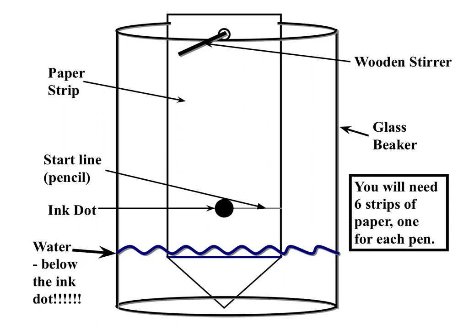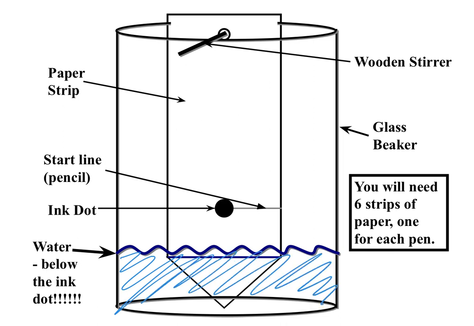So for paper chromatography, you have your paper strip, and you'll notice down here at the bottom, this is all water. Notice that the water is below the ink dot. So we put the ink somewhere up here on the paper. We want the water below the ink. Otherwise, the ink will just dissolve right into the water, and that's not going to be any good.